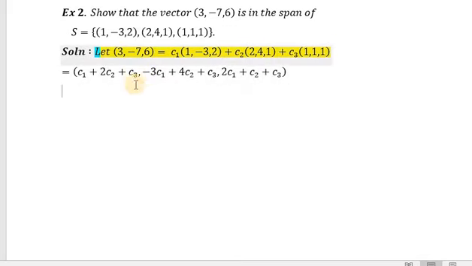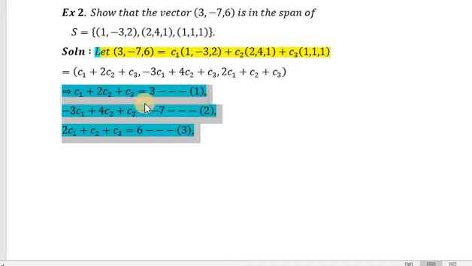Now comparing the LHS and RHS and equating the terms of these vectors, we get C1 plus 2C2 plus C3 is equal to 3. Take this as equation 1. Then the second term, that is -3C1 plus 4C2 plus C3 is equal to -7. Take this as equation 2. And the last term, 2C1 plus C2 plus C3 is equal to 6. Take this as equation 3.